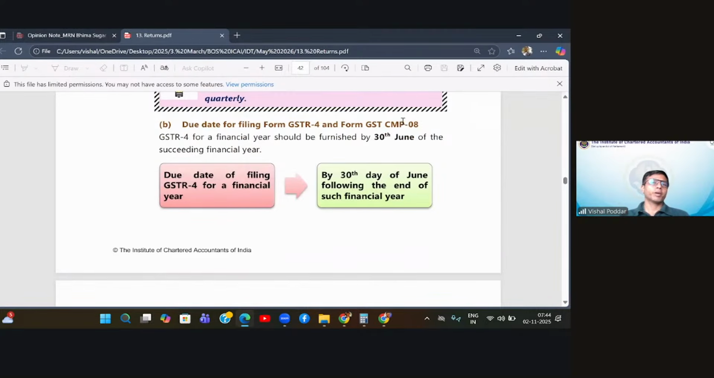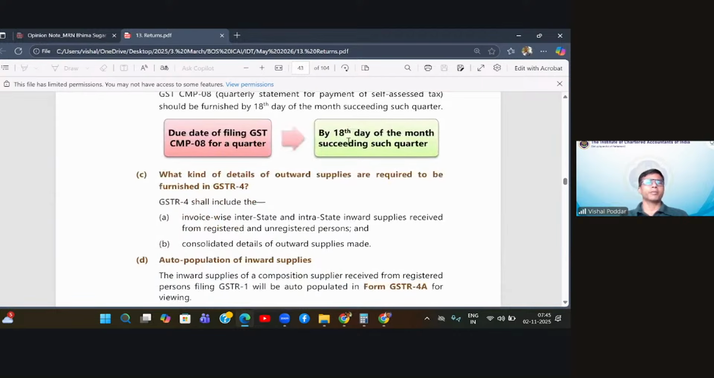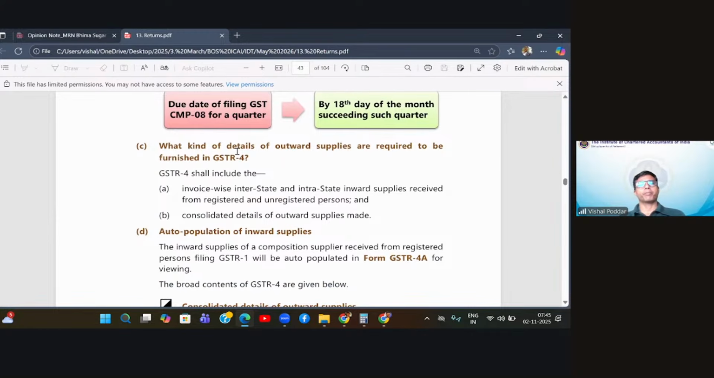What is the due date for filing this annual return GSTR 4? GSTR 4 for a year should be filed by 30th June of the next year. So for this financial year 25-26, the GSTR 4 return will be filed by a composition dealer by 30th of June 2026, and this CMP 08 every quarter after the end of the quarter by 18th of the next month.